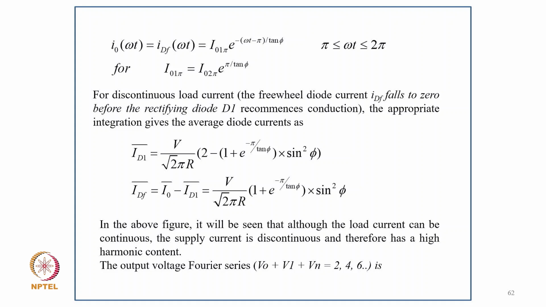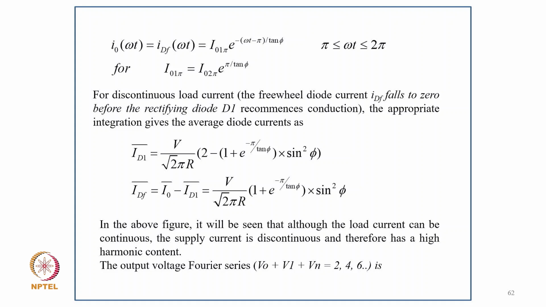So for discontinuous load current, the freewheeling diode current I_DF falls to 0 before the rectifying diode recommences conduction, and the appropriate integration gives the average diode current I_D1 equal to V upon root 2 pi R in bracket (2 minus e) into (1 plus e to the power minus pi upon omega tau) into sin squared phi, and I_DF equal to I0 minus I_D1. So that is V upon root 2 pi R in bracket (1 plus e to the power minus pi upon omega tau) into sin squared phi.